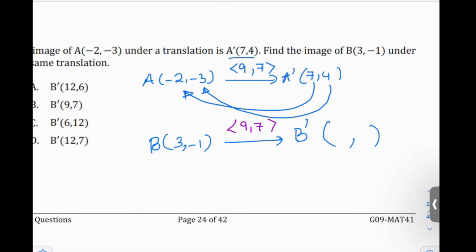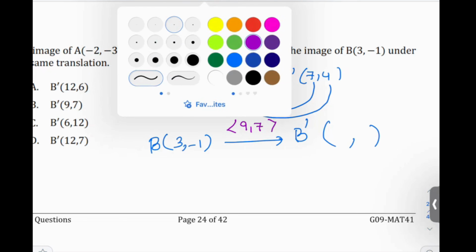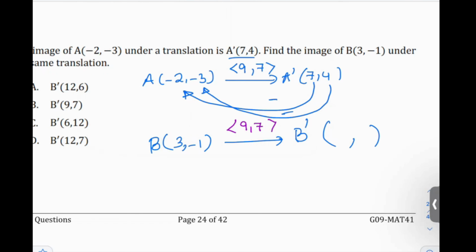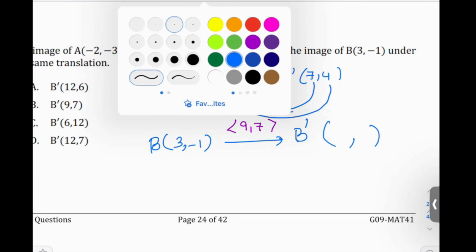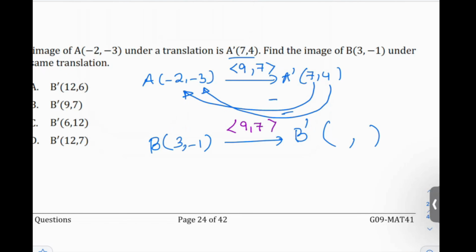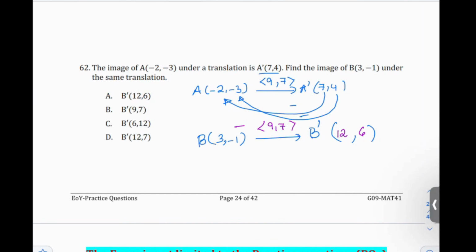And after finding it, now the vector is here. So you will add now. Here in that procedure, we will subtract. But here we have everything, so we will add. If you add 3 plus 9, it's 12, minus 1 plus 7, which is 6. So our B prime will be 12 and 6.